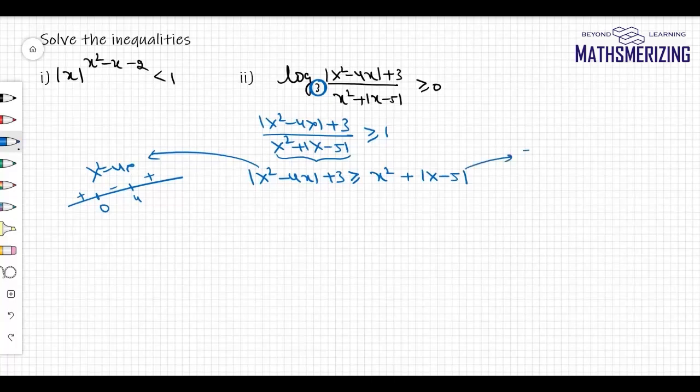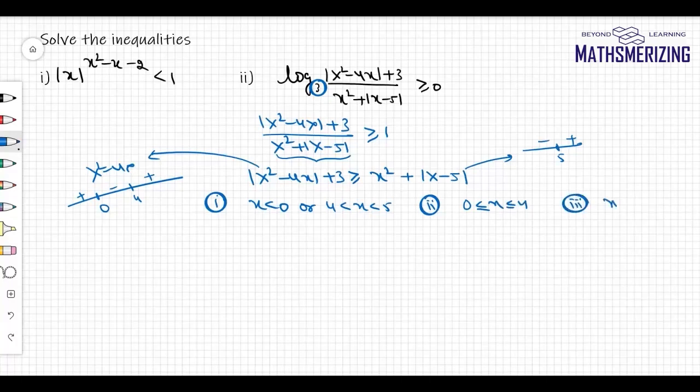And for this one, the definition changes at 5, plus and minus. So I need to take three separate cases. Case 1, when x is less than 0 or x lies between 4 and 5. Case 2, when x lies between 0 and 4. And case 3, when x is greater than or equal to 5. Now, when x is less than 0, or when x lies between 4 and 5, this expression is positive.